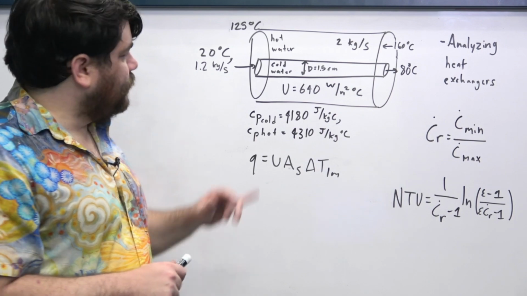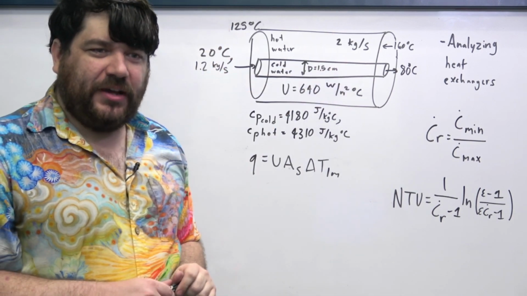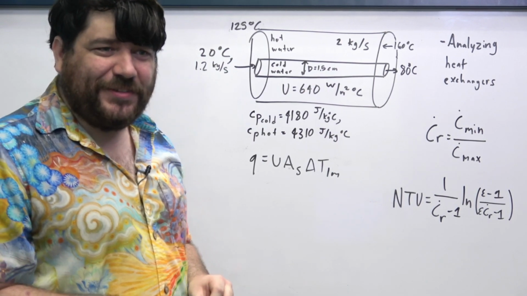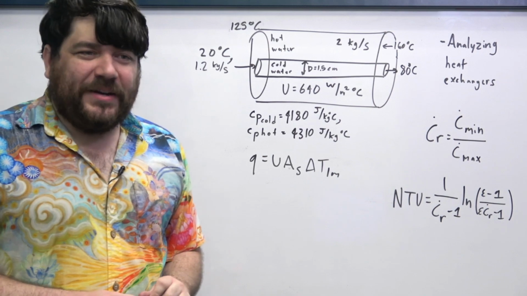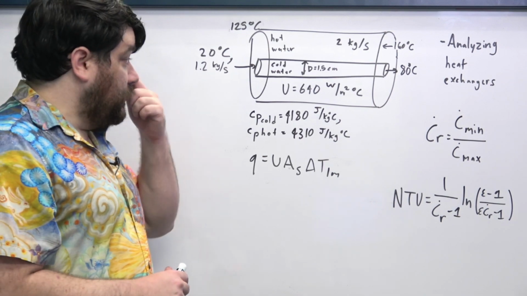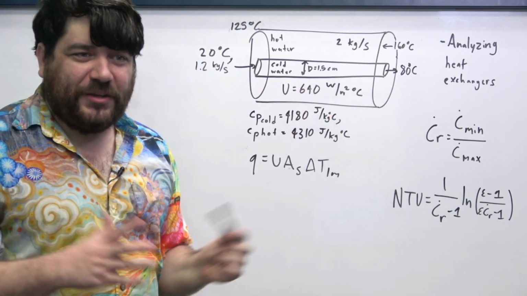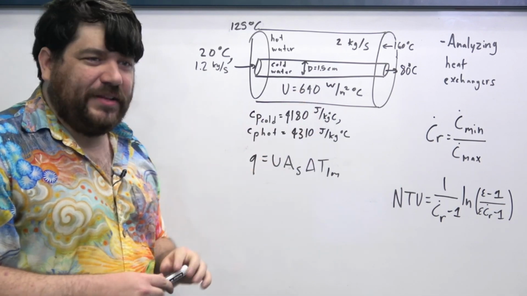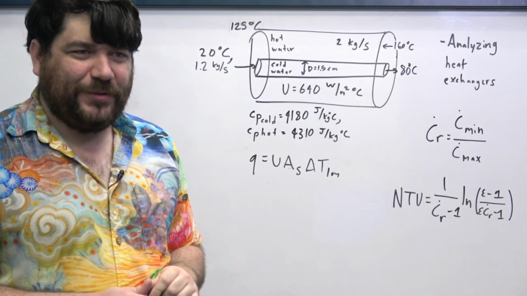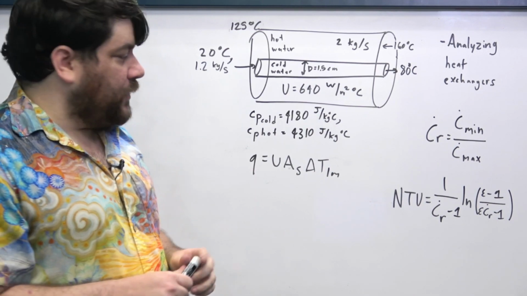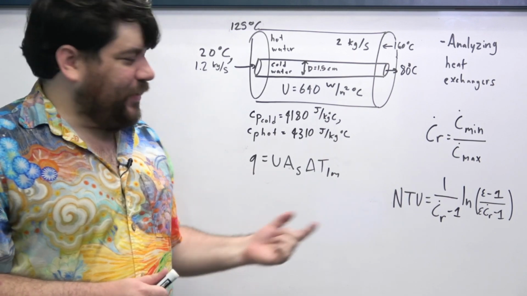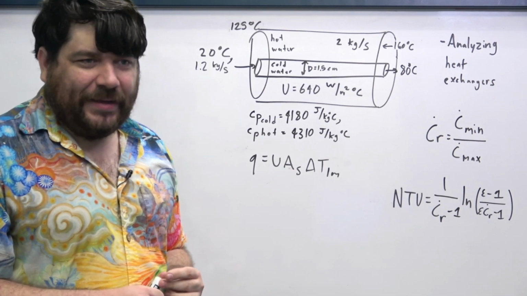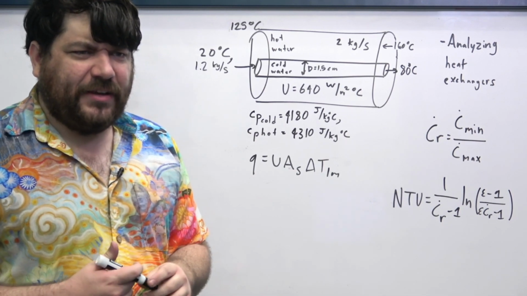This delta TLM we can find as a result of having all four temperatures in this system. The U we have been given as a result of whatever evaluation has been performed on the heat exchanger previously, right? We just were given that this is 640 watts per meter squared degree Celsius difference. And so all we have to do now is solve for that surface area. Or more precisely, we have to find the delta TLM.